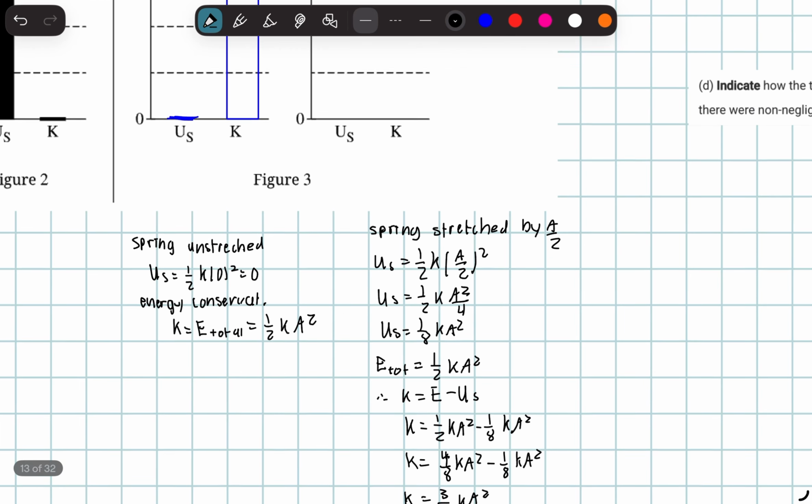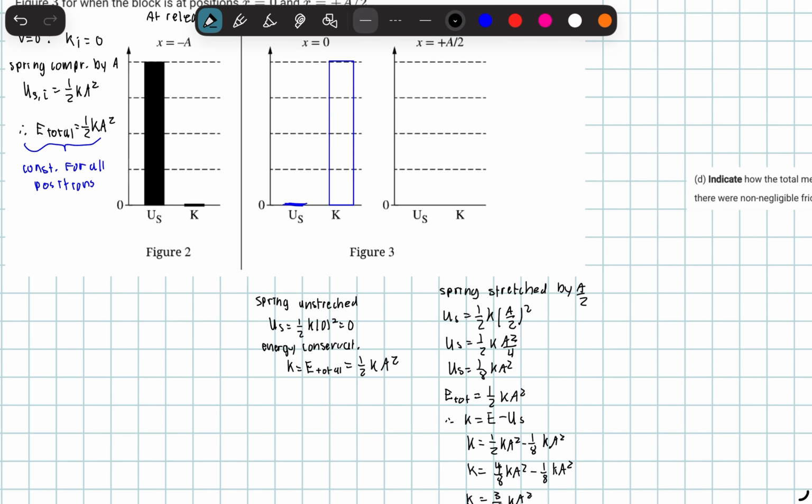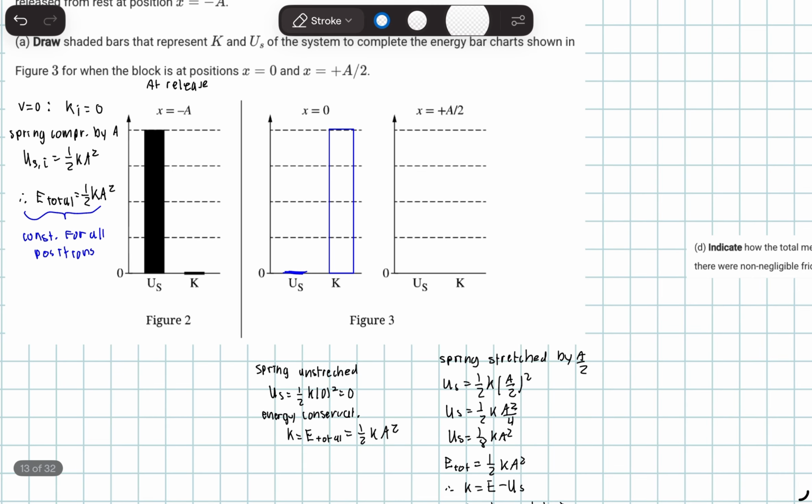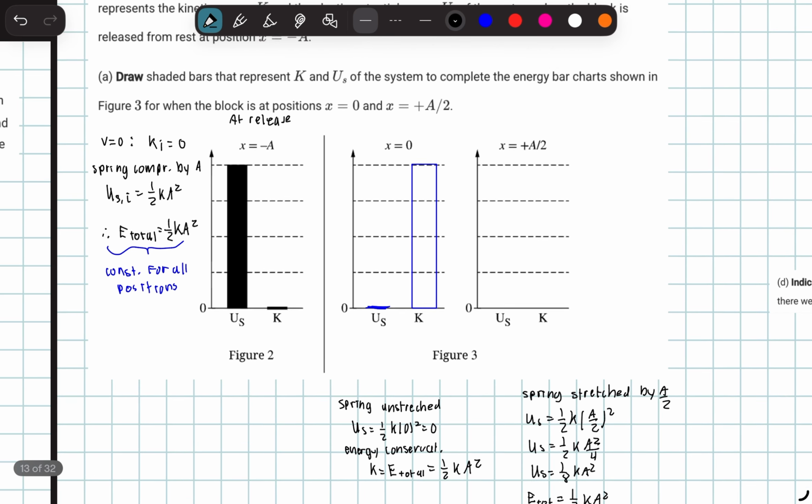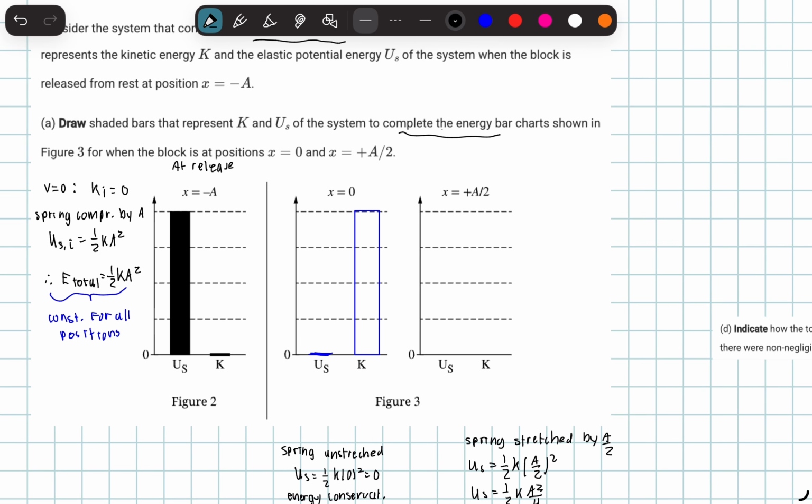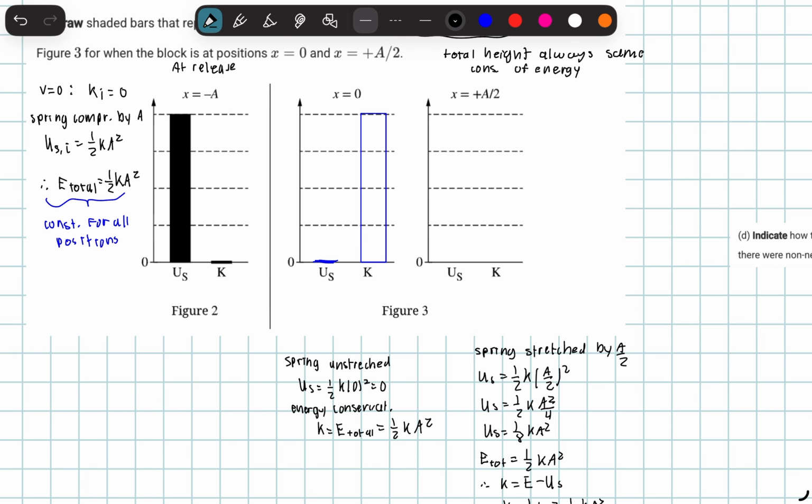Now at a over 2, we can draw our total height is going to be the same as the original because there's conservation. The total height is always going to be the same because you have conservation of energy. So it's always just going to be teetering back and forth between different forms. So the U_s bar is going to be 1/4, and then the K is going to be 3/4.